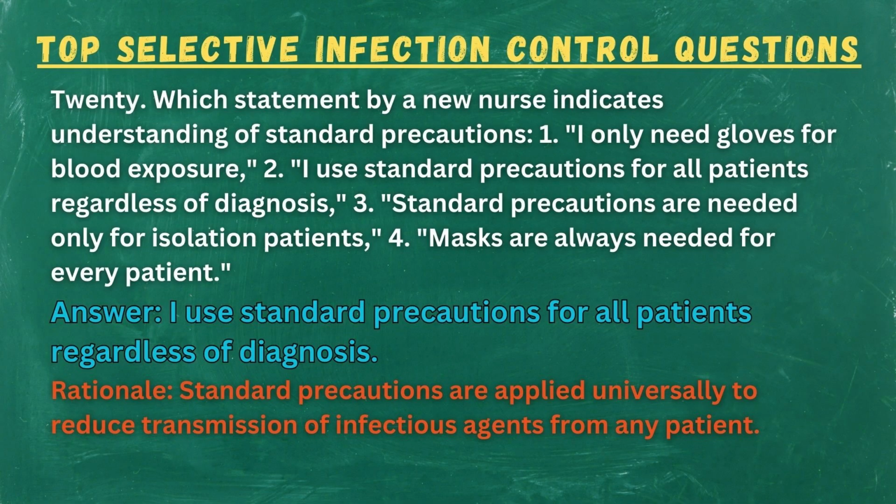20. Which statement by a new nurse indicates understanding of standard precautions? 1. I only need gloves for blood exposure. 2. I use standard precautions for all patients regardless of diagnosis. 3. Standard precautions are needed only for isolation patients. 4. Masks are always needed for every patient. Answer: I use standard precautions for all patients regardless of diagnosis. Rationale: standard precautions are applied universally to reduce transmission of infectious agents from any patient.